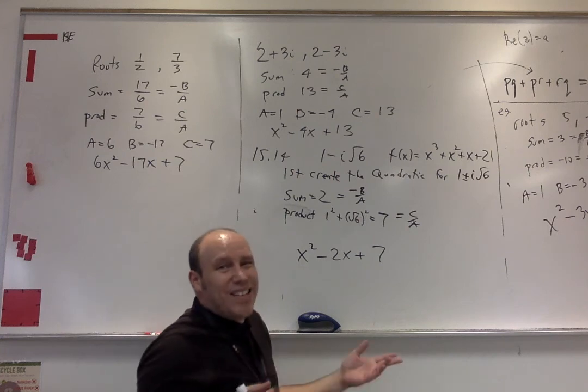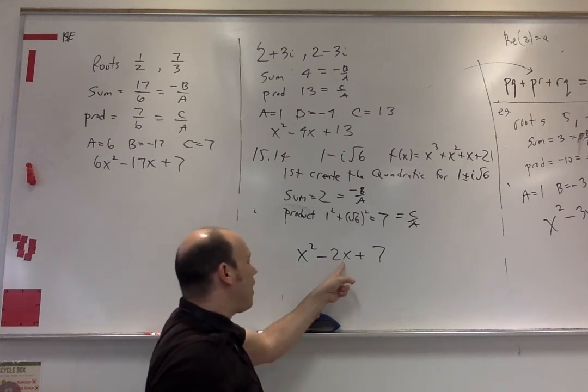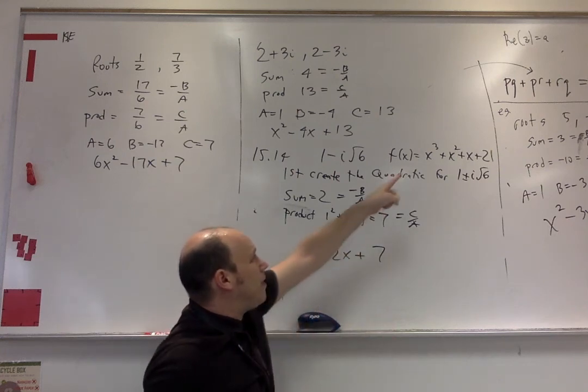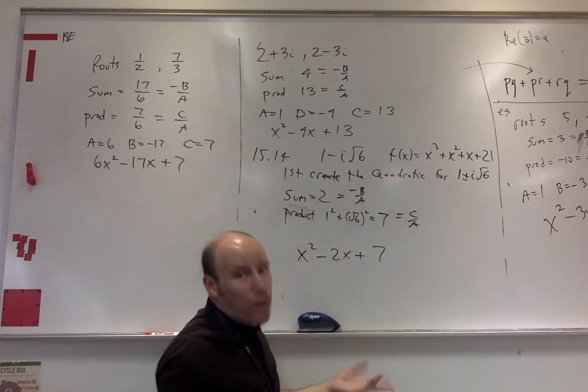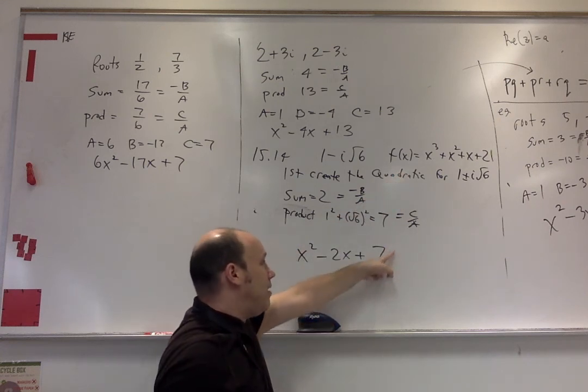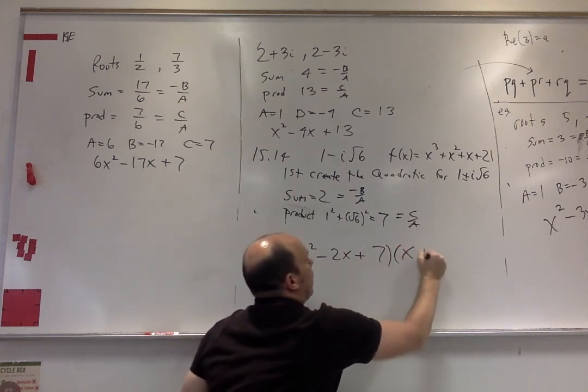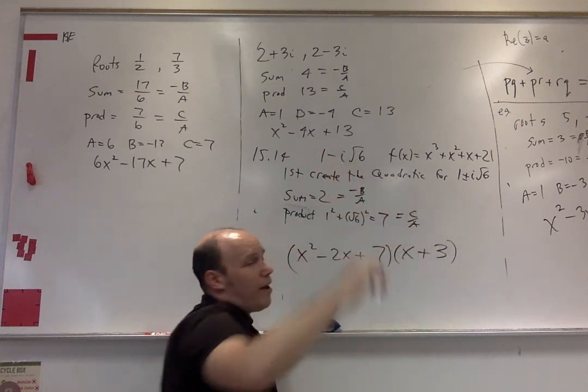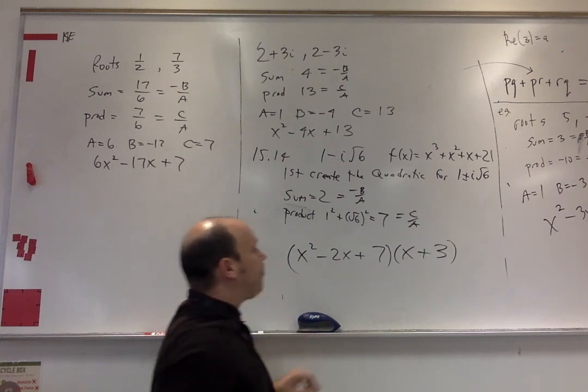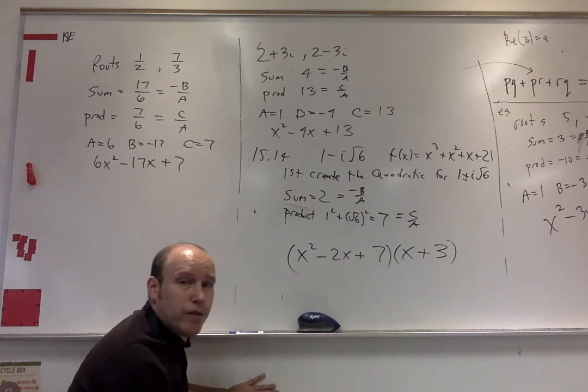Well, what's the next step? I have the quadratic. What times this will get me to that? Well, what you're going to see is the 7 times 3 will get me to 21. That's your answer. And that's the tricks of the trade.